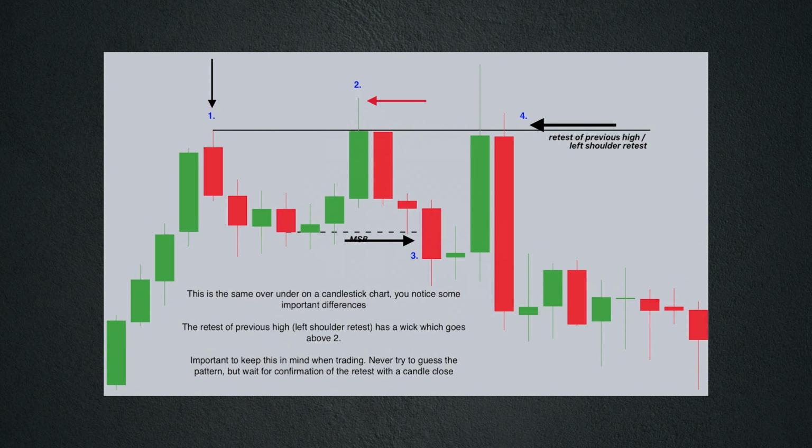But there's also a long wick here. Important, okay? Never ever try to guess the pattern. You must wait for confirmation of the retest with a candle close. Okay, again, trading is a game of patience, okay? You need patience. You wait for your confirmation, and then you act. So if you're patient and simply waited for this candle close, you would have seen that it was totally valid. The candle closed below the original high, and you could have entered easily there and would have had your valid over under pattern.